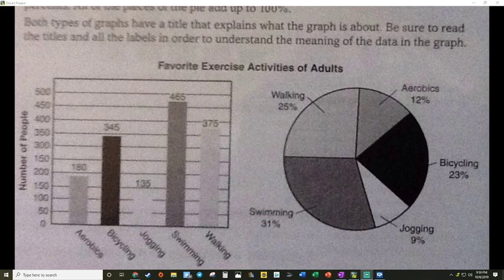So looking at our two graphs, we have the favorite exercise activities of the adults. For the bar graph, we have aerobics, bicycling, jogging, swimming, and walking. That is our x-axis, the exercise activities that we get to do. And on the y-axis, it's the number of people that do each. That's their favorite activity. It's the number of them.